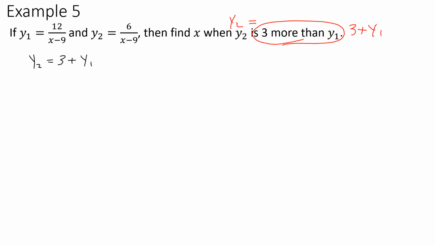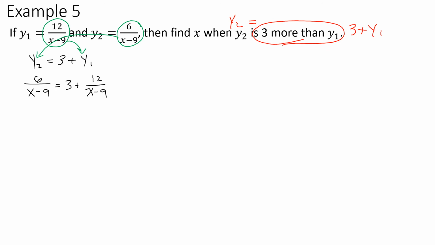Well, I know what y sub 2 is. It's 6 divided by the quantity x minus 9, so I can plug that in. On the left-hand side of the equation, I get 6 divided by the quantity x minus 9 equals 3 plus y1. And I know what y1 is. It's 12 divided by the quantity x minus 9. So I can plug that in. I now have the equation 6 divided by the quantity x minus 9 equals 3 plus 12 divided by the quantity x minus 9.